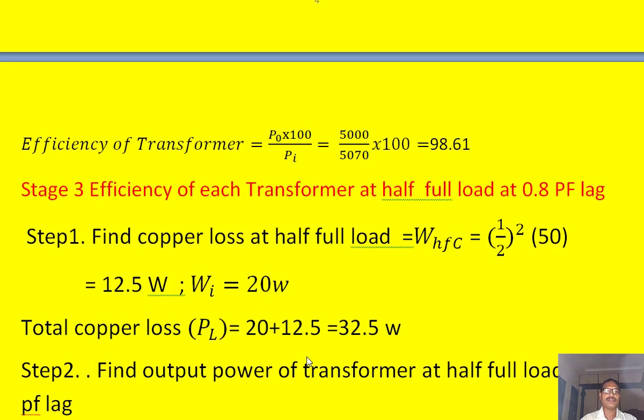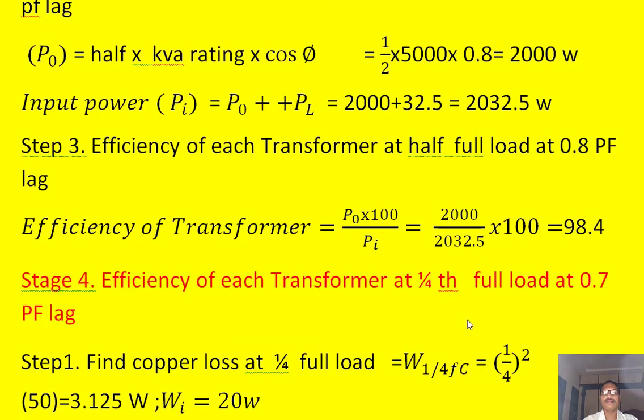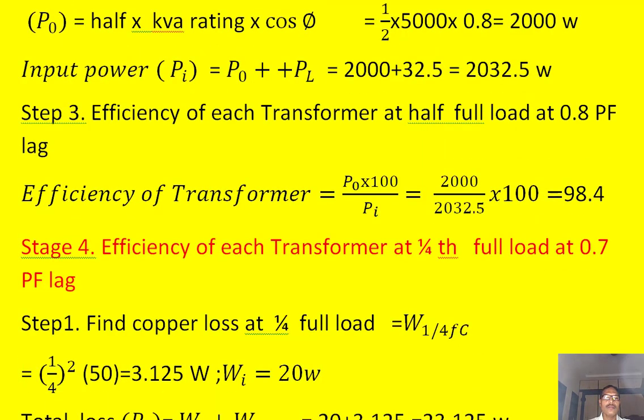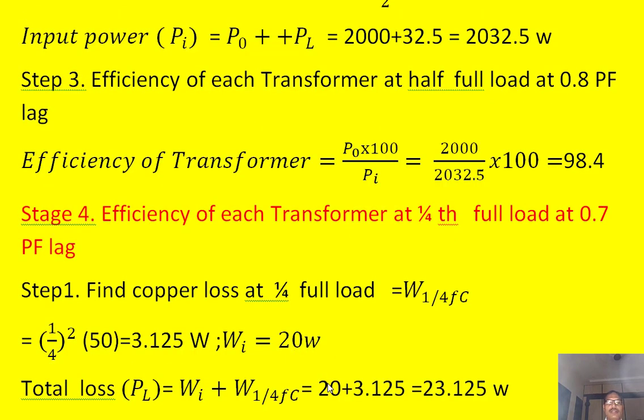We know the iron loss as 20 watts. Once we simplify (1/4)² into 50, we get 3.125 watts. The iron loss is already known and will not change with the load condition, that is 20 watts. So we can calculate the total loss under this condition: P_L is equal to iron loss plus copper loss, that is 20 plus 3.125, which is 23.125 watts, the total loss.